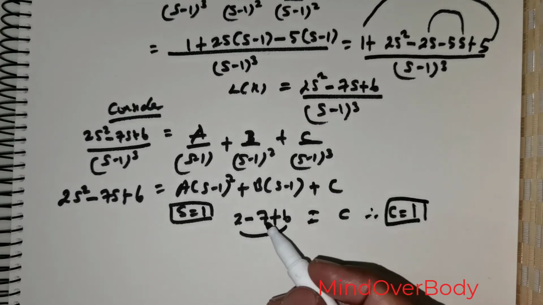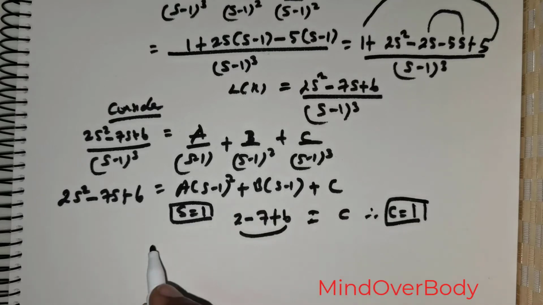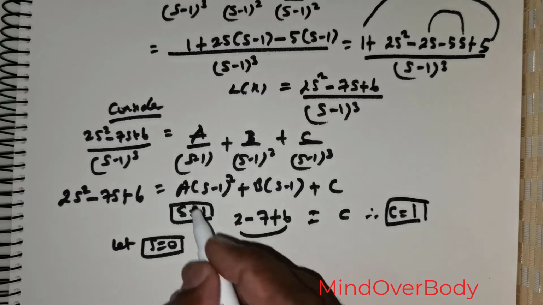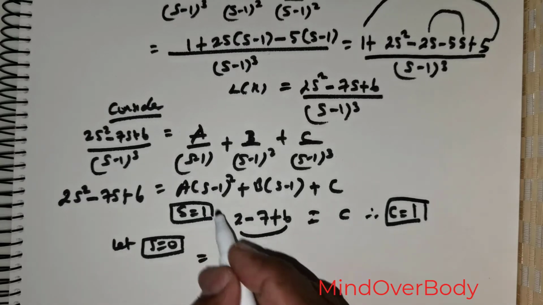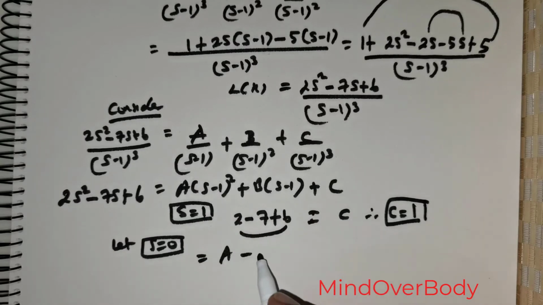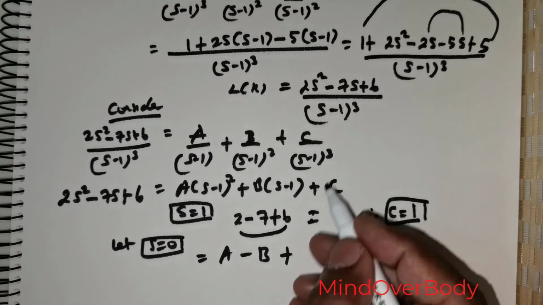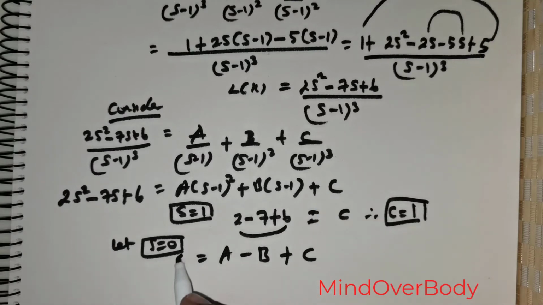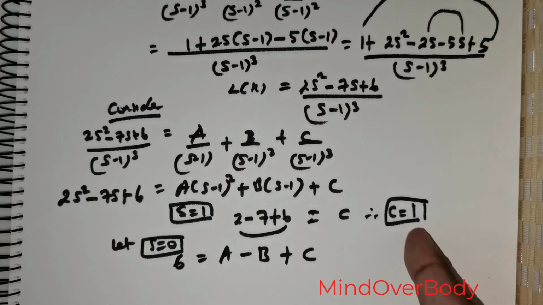And now we can take the value of s to be 0. So if I take s is equal to 0, I would get here a, I would get here minus b, I will have a c here, and then over here is 6, but my c is 1.